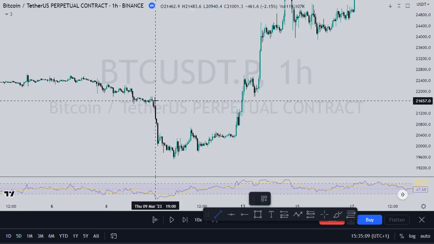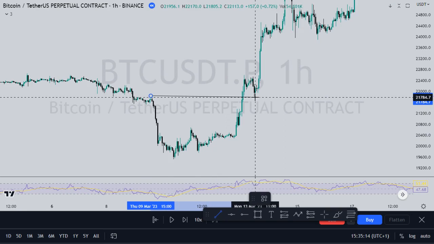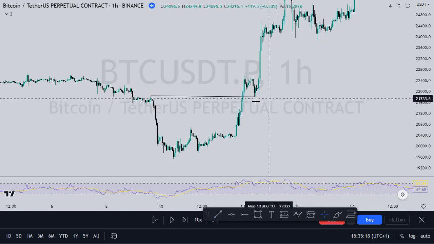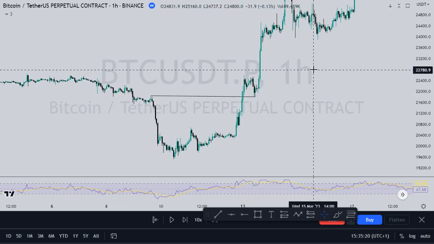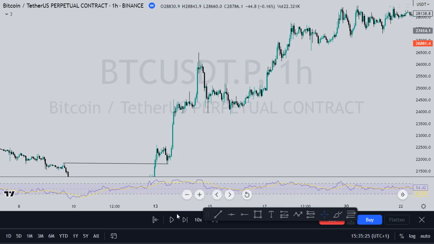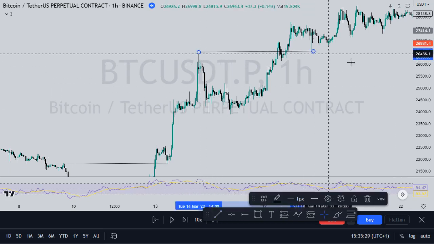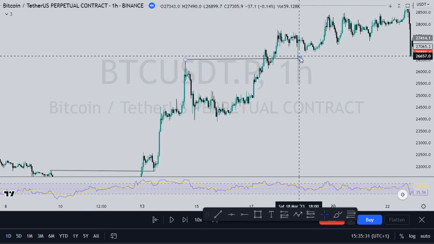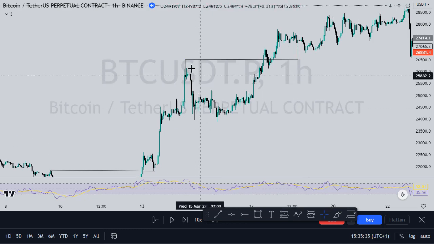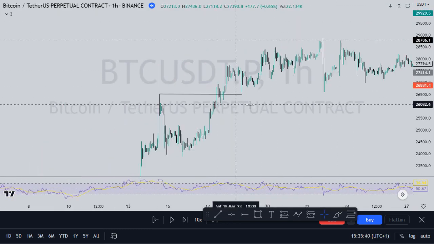So in this uptrend right here, from this swing high to this one is the support level. As you can see, price respected the support level and went up again. So the swing highs only, they are the support levels of where you should be buying, of where you should be placing your buy orders. This is another support level. The swing highs, they are the support levels.